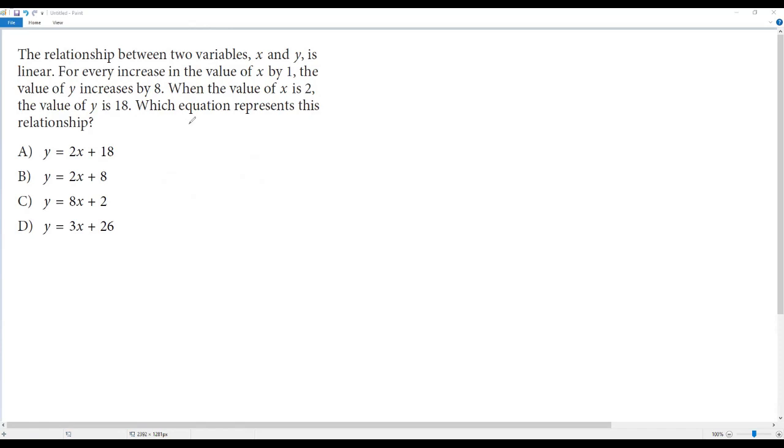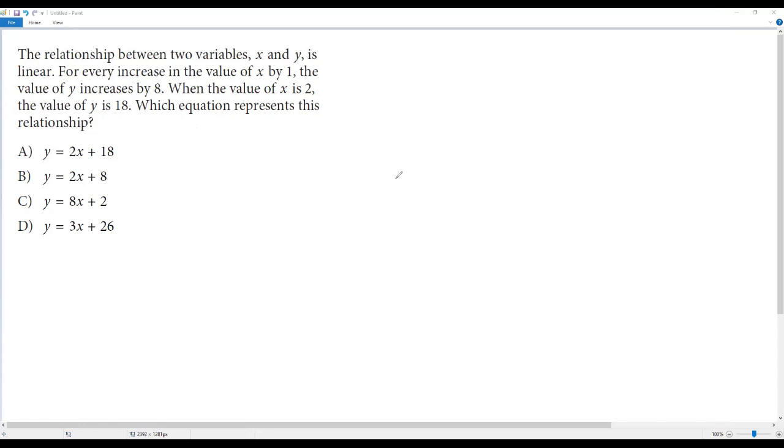Change in the value of x represents a horizontal translation, and a change in the value of y represents a vertical translation. Since there is an increase in the value of x, it represents a horizontal translation to the right, and there is an increase in the value of y, so it represents a vertical translation up. So that is a horizontal translation of 1 unit to the right and a vertical translation of 8 units up.